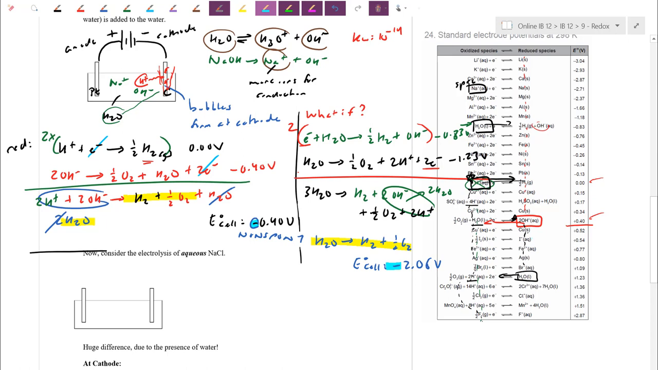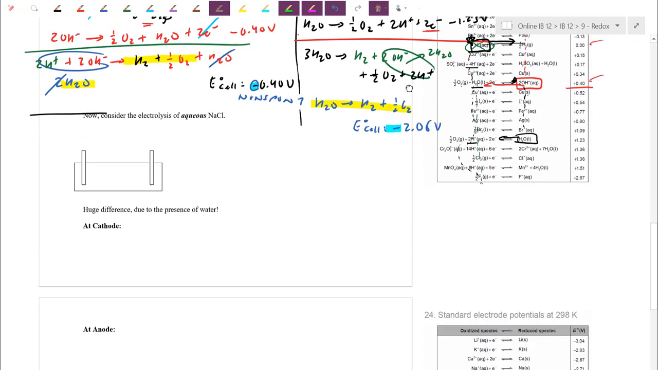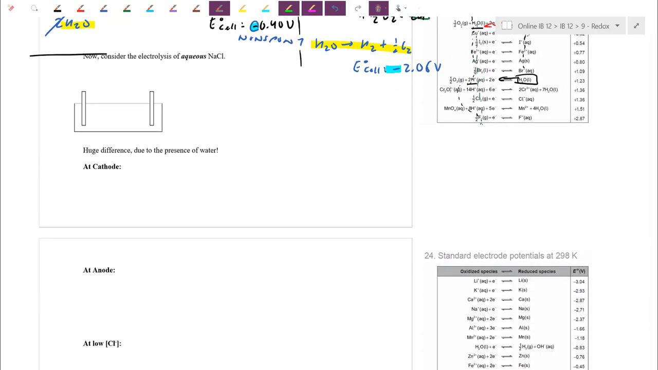Okay, so let's just finish off with this question here. Now we know what water does. That's the interference with the type 2 cell. Let's consider the electrolysis of aqueous NaCl. Again, let's make a list of what we have. Aqueous means we have water. Water, it will self-ionize to give H plus and OH minus. So these ions are always present.